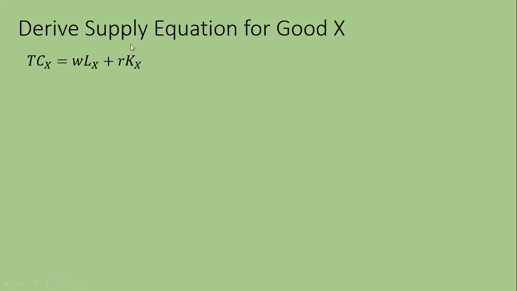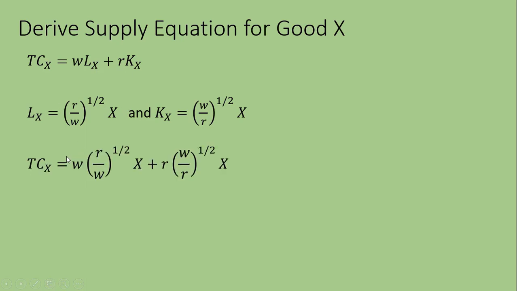We want to derive the supply equation for good X. So first note that in general, total cost is just the wage times units of labor plus the price of capital times units of capital. And we have the input demand for labor and input demand for capital solved earlier. And now I'm just going to substitute these input demands into the total cost function. So here's after our substitution, we get this result. Now what we want to do is get marginal cost. The marginal cost represents the supply equation in competitive markets.